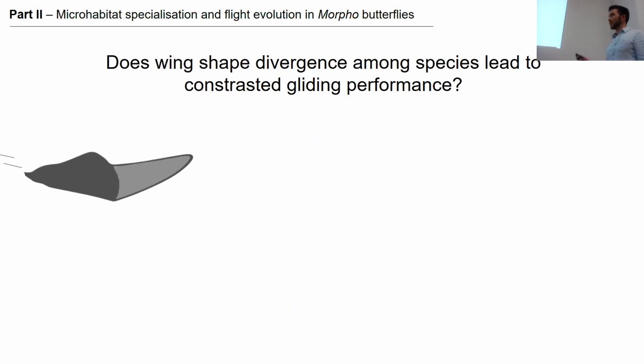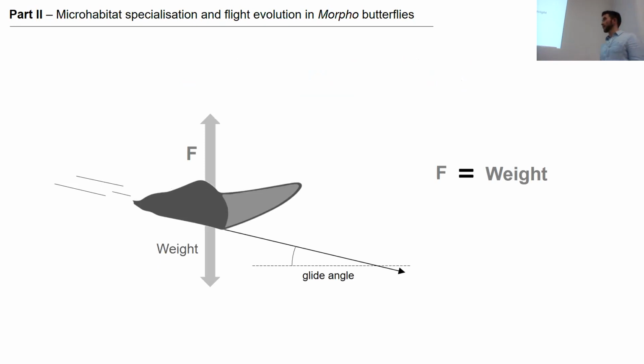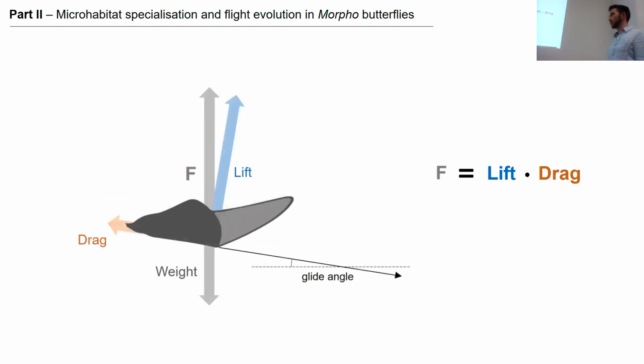When a butterfly is gliding at a given glide angle, it generates an upward directed force supporting its own weight. And this force results from two different components: the lift, acting perpendicularly to the direction of the butterfly, and the drag, acting in the opposite direction of the movement. And the higher the lift relative to the drag, the shallower the glide angle becomes. The ratio between lift and drag is a measure of aerodynamic efficiency.